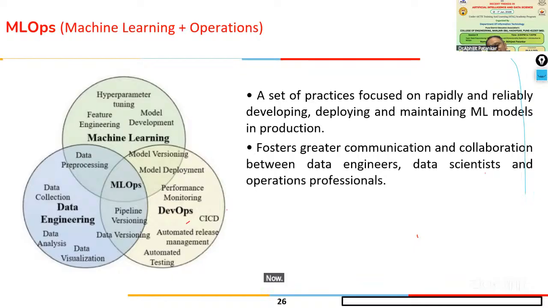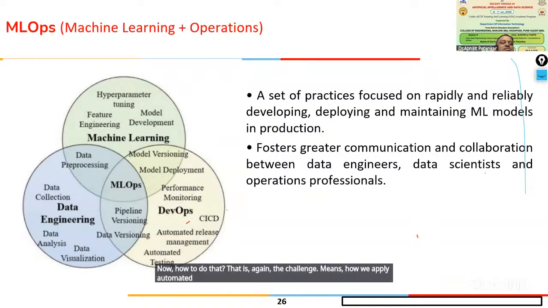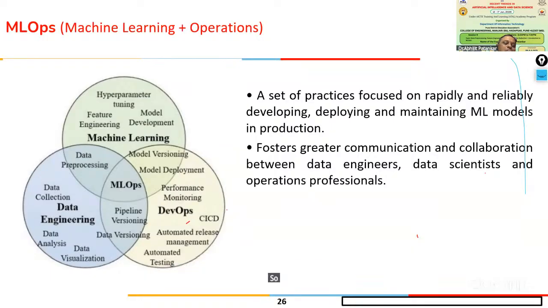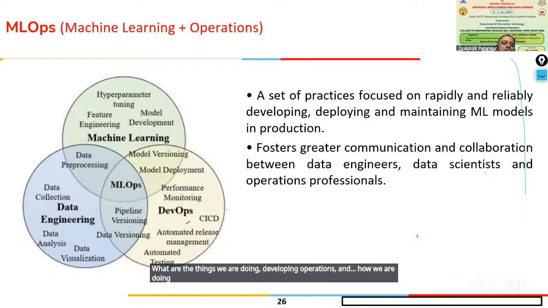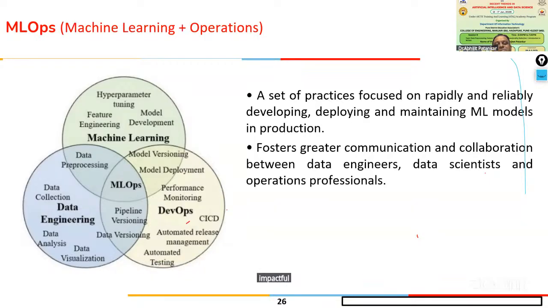Now how to do that? That is again the challenge. It means how we apply automated processes to an existing data model so that it will perform better. How do we compare it with DevOps? What are the things we are doing, developing applications, and how we are doing this automation so that our ML approach becomes more impactful. Impactful in terms of feature prediction, and impactful in terms of data analysis, visualization, and correlation. So how to do that?